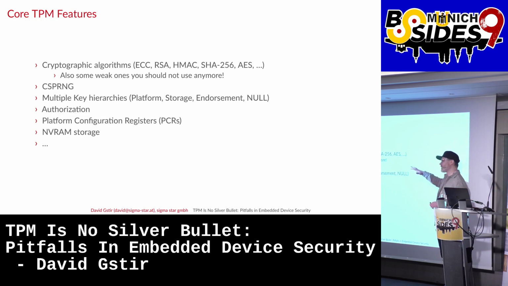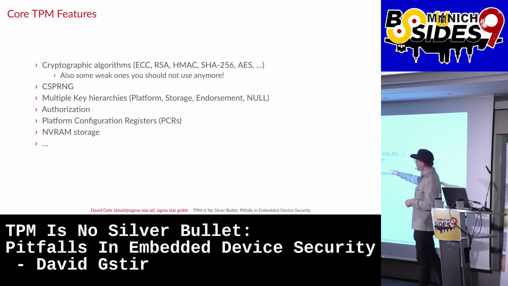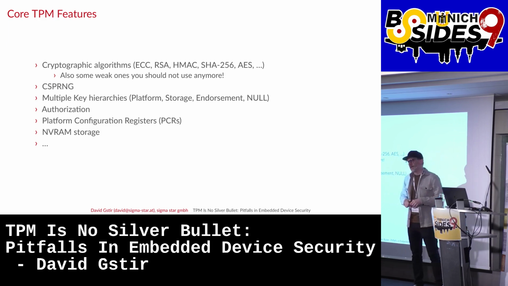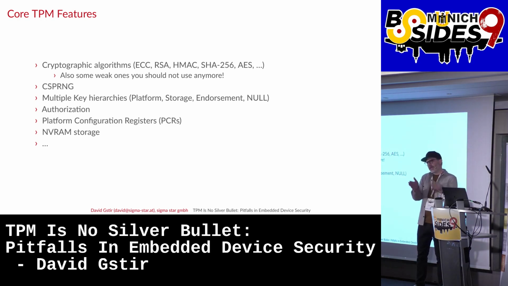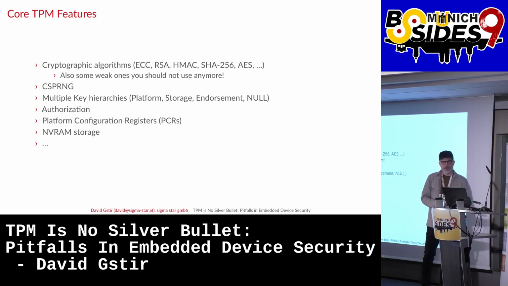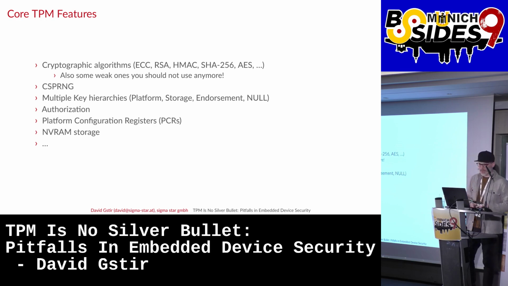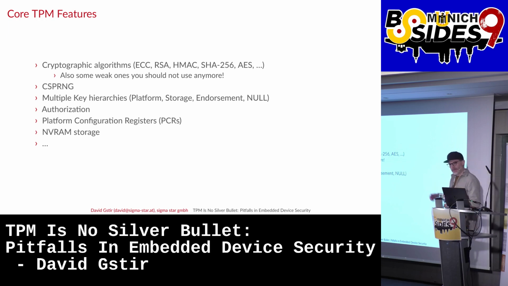It also includes multiple, and that's basically the core of a TPM chip, key hierarchies. So you have multiple sources with which you can secure your data. For TPM 2.0, and I'm talking about TPM 2.0 here, the older TPM spec is a bit different, the hierarchies are platform, storage, endorsement, and null, which is not really used.